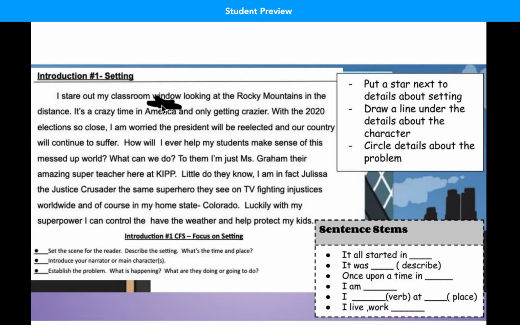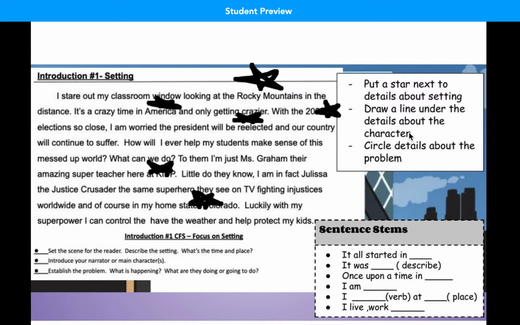So I already found one detail about setting. I need to go back and find all the other details that I found about setting and put a star next to it. We talked about being in the Rocky Mountains, so that's where. Talked about the time, 2020. I talked about another setting, it's the election time. I also know that this is in Colorado, so I'm going to put a star there. And it's happening, this person is a teacher at KIPP. So I have a lot of details about setting.